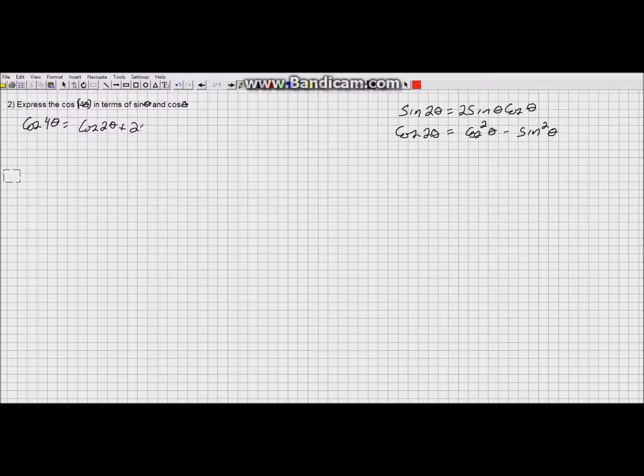At this point, I can use my angle addition formulas for cosine. So, the cosine of 2 theta plus 2 theta is equal to cosine 2 theta times cosine 2 theta minus sine 2 theta times sine 2 theta.